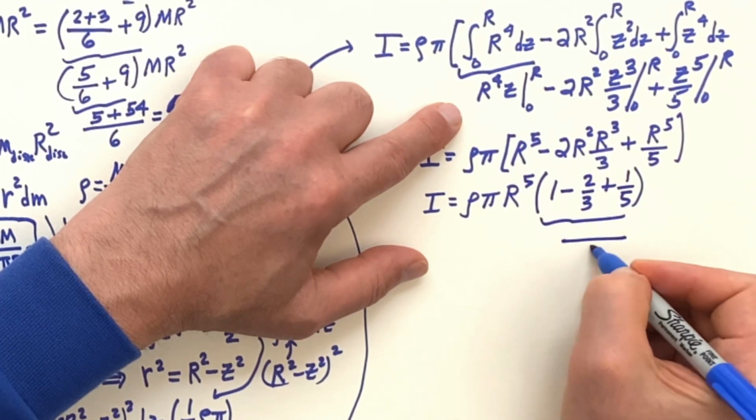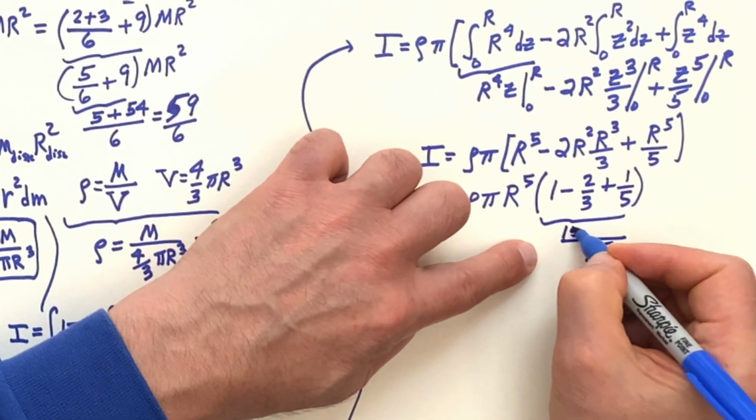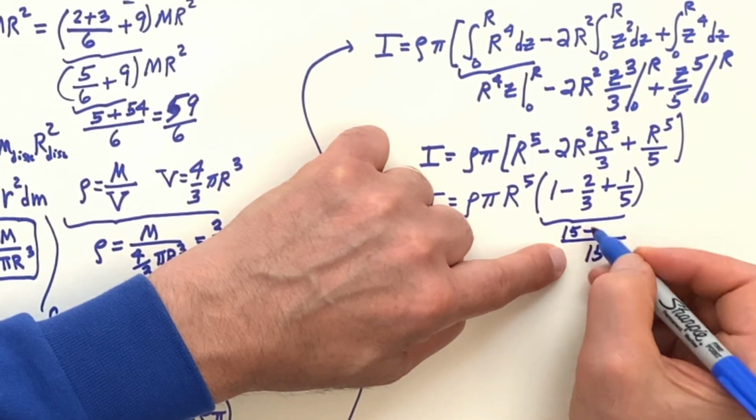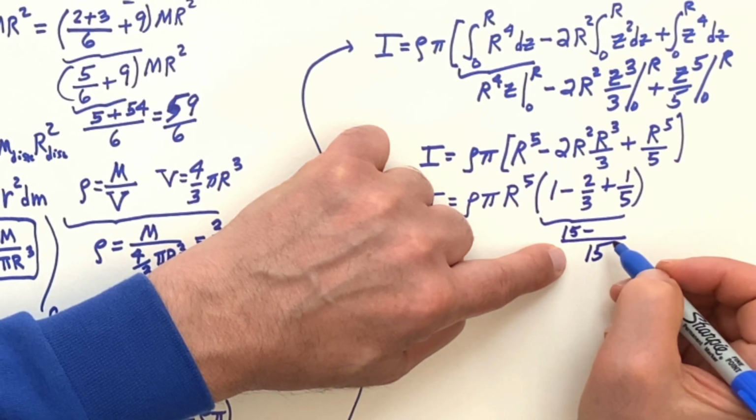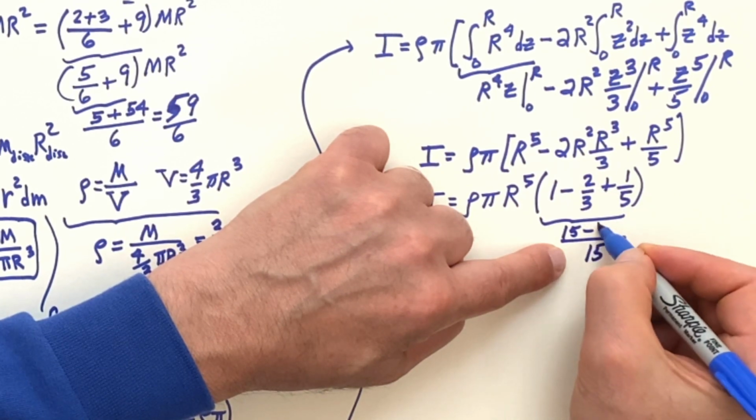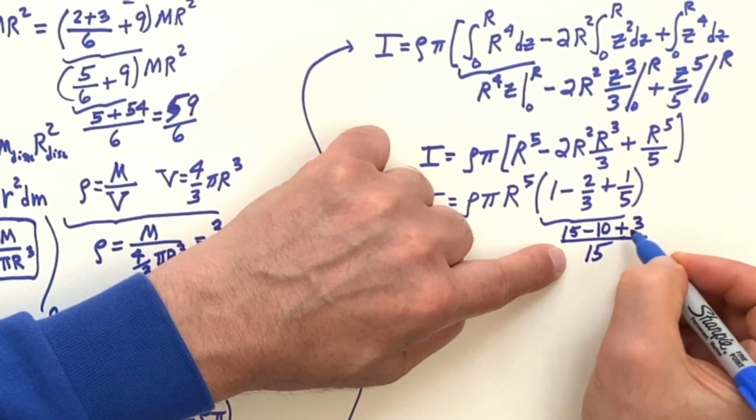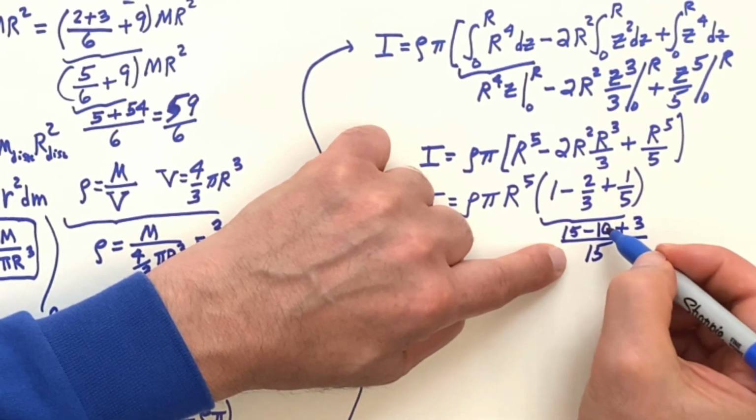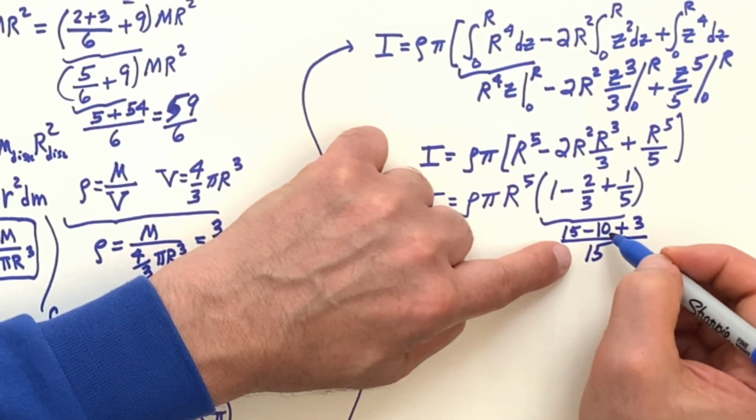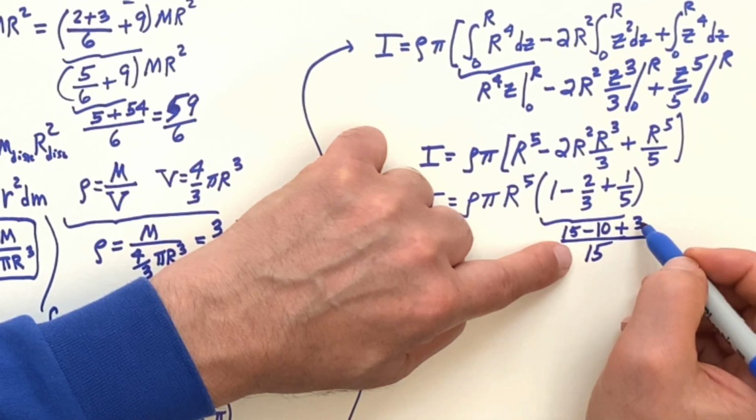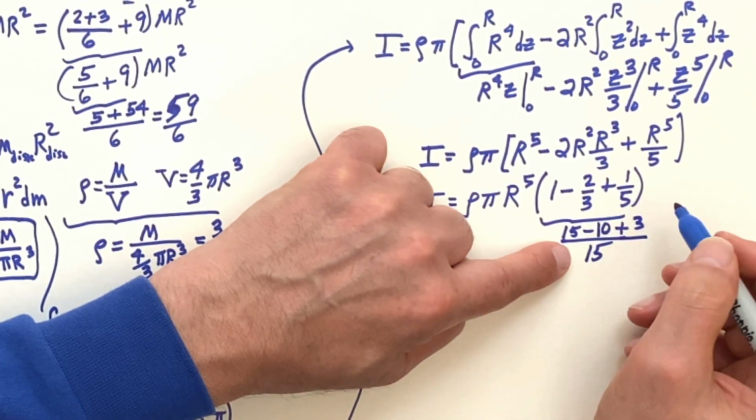Common denominator here is 15, so I have 15/15ths for the 1, minus 3 goes into 15 5 times, 5 times 2 is 10, and then 5 goes in there 3 times. So let's check. 15/15ths is a 1. 10 over 15 reduces by dividing top and bottom by 5 to 2/3. Minus sign is there. And the last one, 3/15ths, is 1/5.